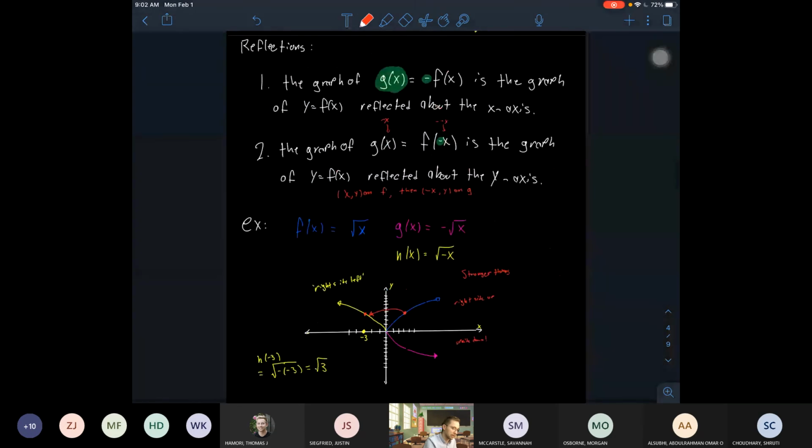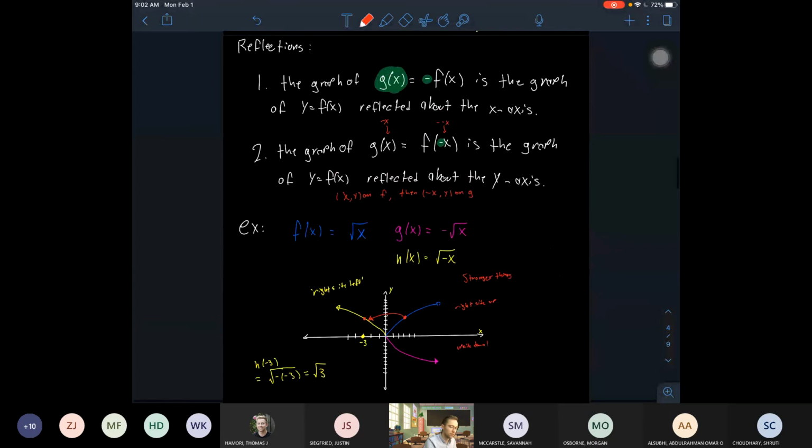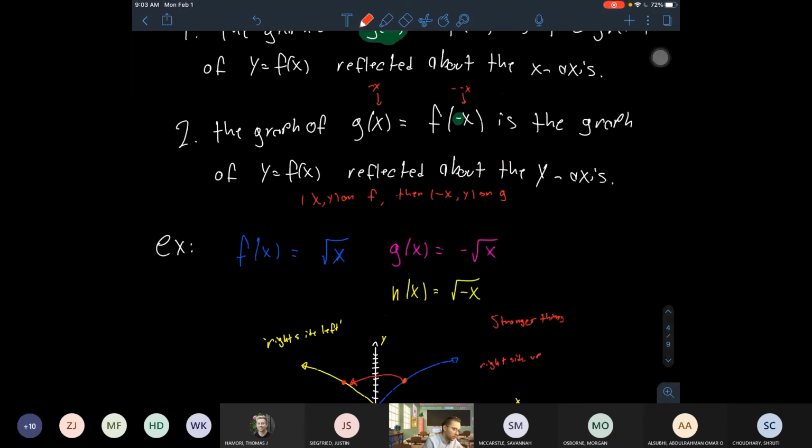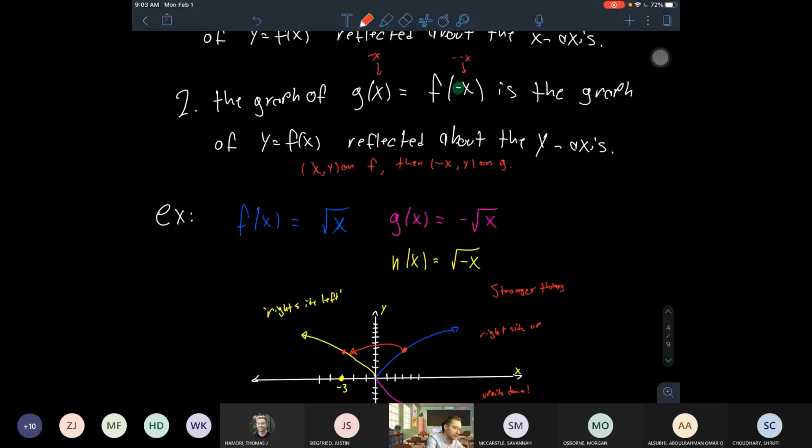See if I can get the reflections all on the same page. Any questions about reflections? Yeah, the second point. I can explain that again. It's a little bit confusing, I understand.